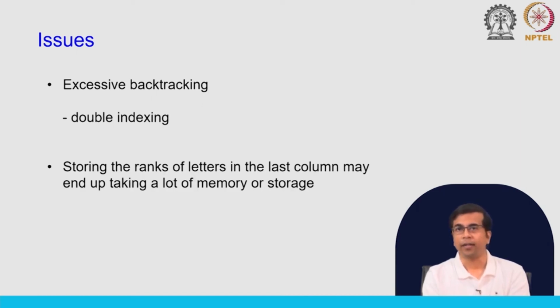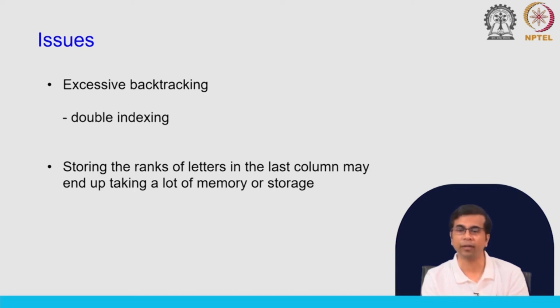And then there are other issues here. How do you actually store the BWT, the last column with these letters? How do you store the rank of these letters? We need to know A1, A2, C1, C2 to do the LF mapping. So, how do you store the rank of these letters in the last column?